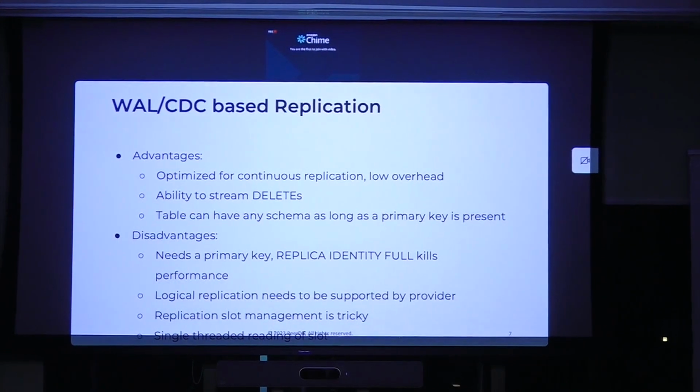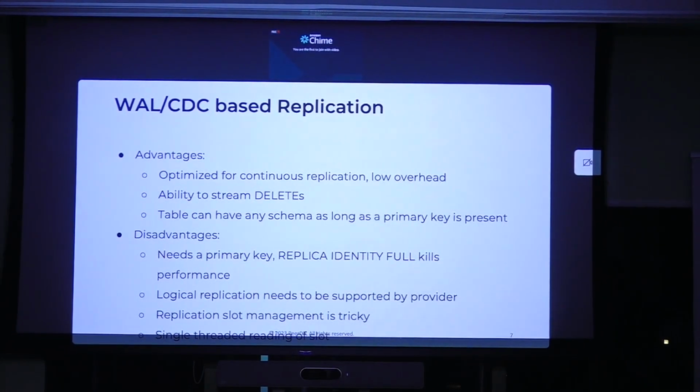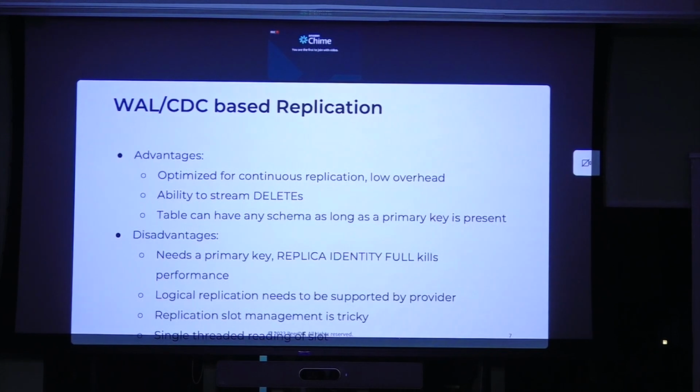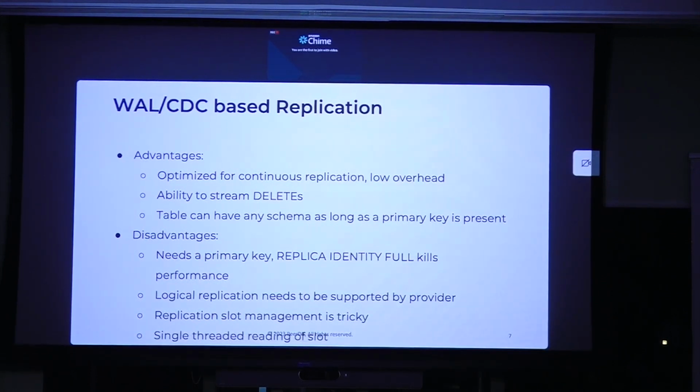The disadvantage of this is the table needs a primary key. So the way logical replication works for most cases, we need a primary key to do the logical replication. There's something called replica identity full. When you set the replica identity for a table, you're essentially asking Postgres to treat the entire row as a primary key, which obviously is not ideal for a lot of cases, and it kind of kills performance in some cases. Logical replication needs to be supported by the providers. So most providers, AWS, Cloud SQL, all of them support logical replication, but I think Heroku does not. So it's not a given that logical replication is supported for your cloud provider.